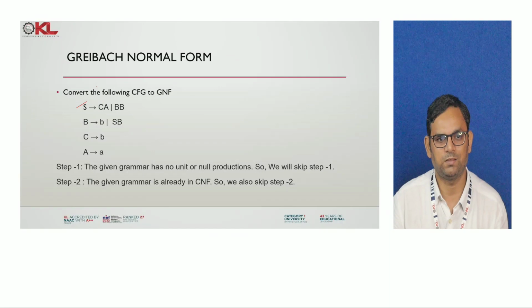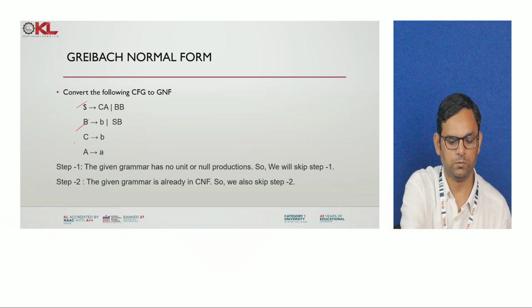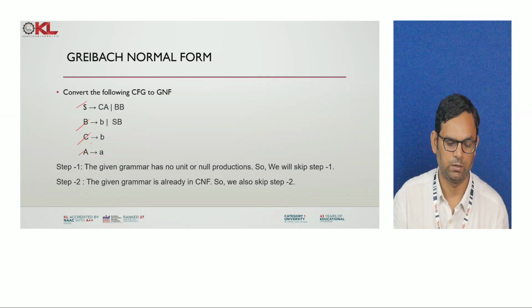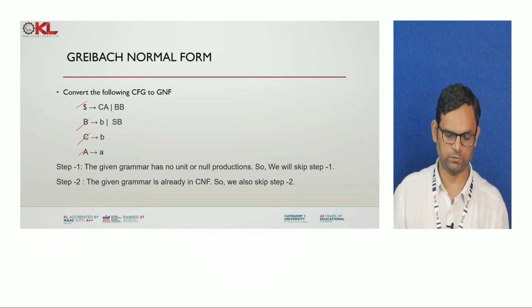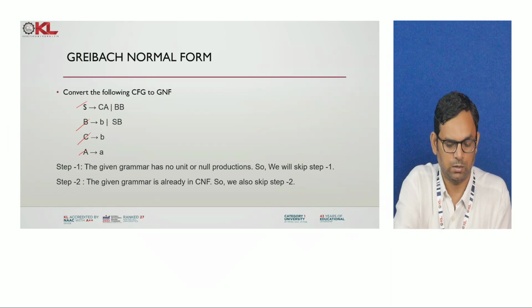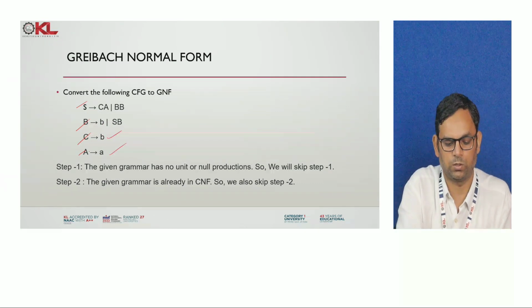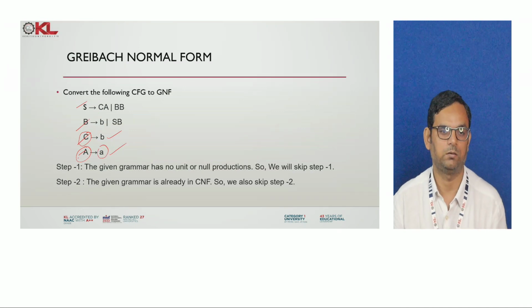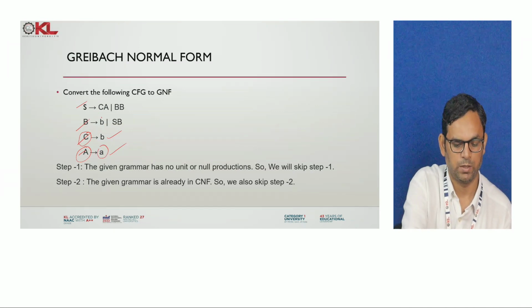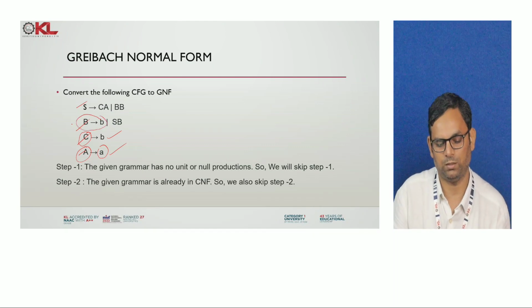Here the start symbol S is given as S derives CA or BB, and the non-terminal B derives small b or SB, C derives B, A derives a. Now closely monitor these given productions. This is a CFG, no doubt. CFG is given, but it does not follow the GNF properties. Here this is okay, because a non-terminal is deriving a single terminal. Even B derives small b is also okay, right?